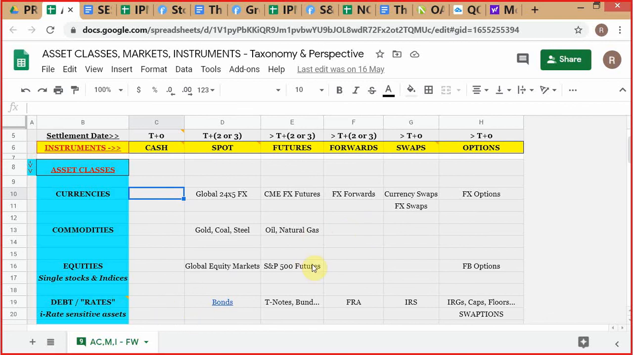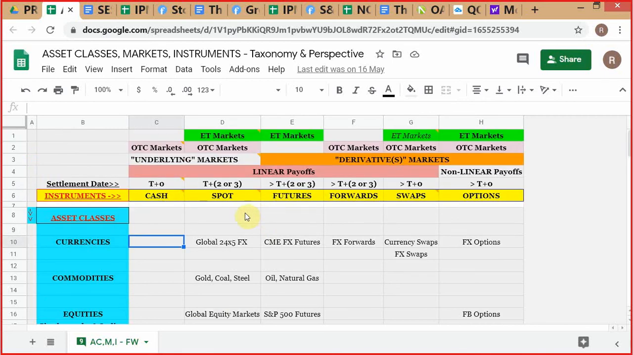Sir, you have put futures and options as a different instrument. But they come under derivatives. Futures and options come under the derivative market, sir. So why have you put them as different, futures and options?